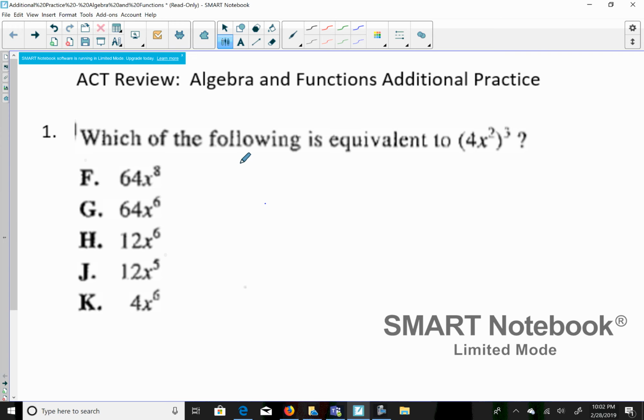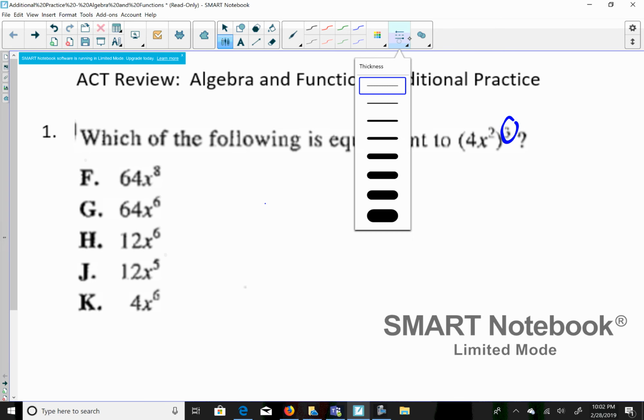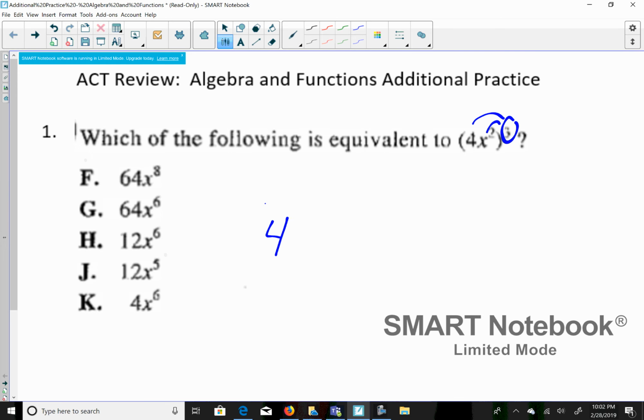Which of the following is equivalent to (4x squared) raised to the third power? So when I have this 3 outside of the parentheses, I need to remember that that 3 goes to both things that are inside the parentheses. So I'm going to think of 4 to the third times x squared also to the third power.